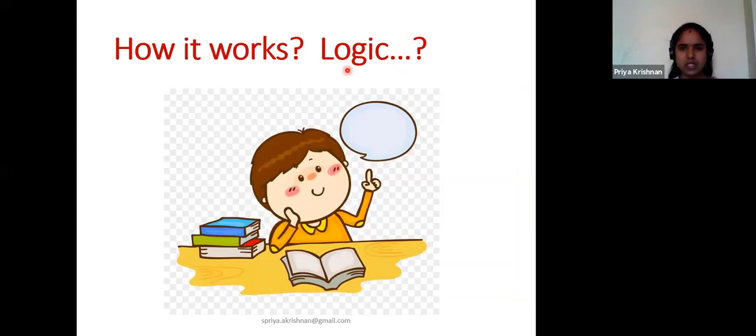How it works. So it's very clear. Timer is there everywhere. But how does it actually work? Is there any logic in this? Yes, it's a very simple logic for the timer. It's not as difficult as rocket science.